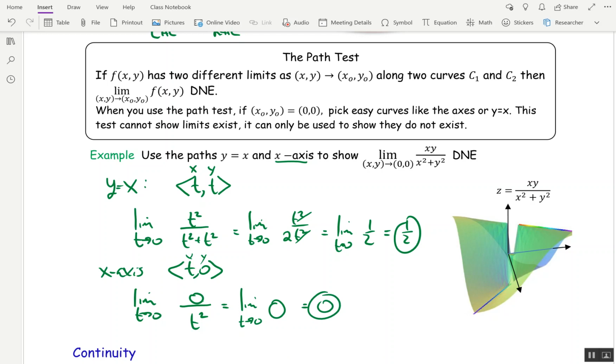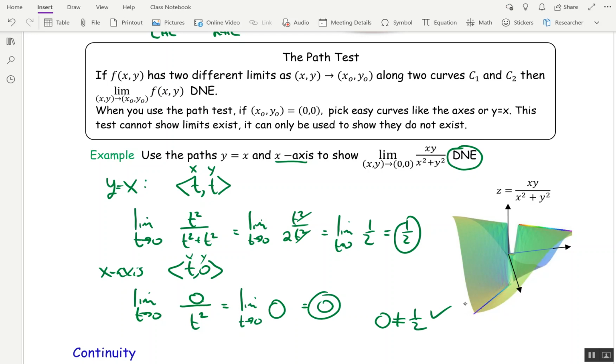Okay, so we've just shown that this limit doesn't exist because the limit along y equals x was not equal to the limit along the x-axis. 0 is not a half, so we're good to go.